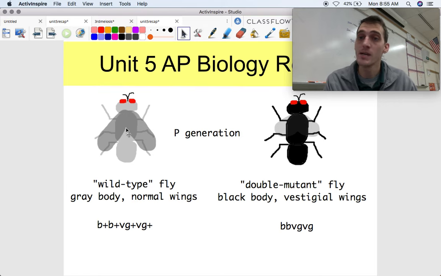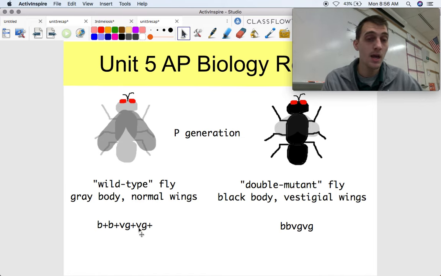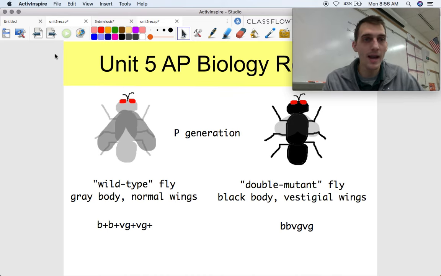If you cross a dominant gray body and normal wings fly with a double mutant, okay, this is how you write the phenotypes. Wild types are always denoted by pluses, and wild types tend to be dominant. So these are the dominant alleles, and these are what we call the recessive alleles. VG represents the gene for vestigial wings. B represents the genes for body color.